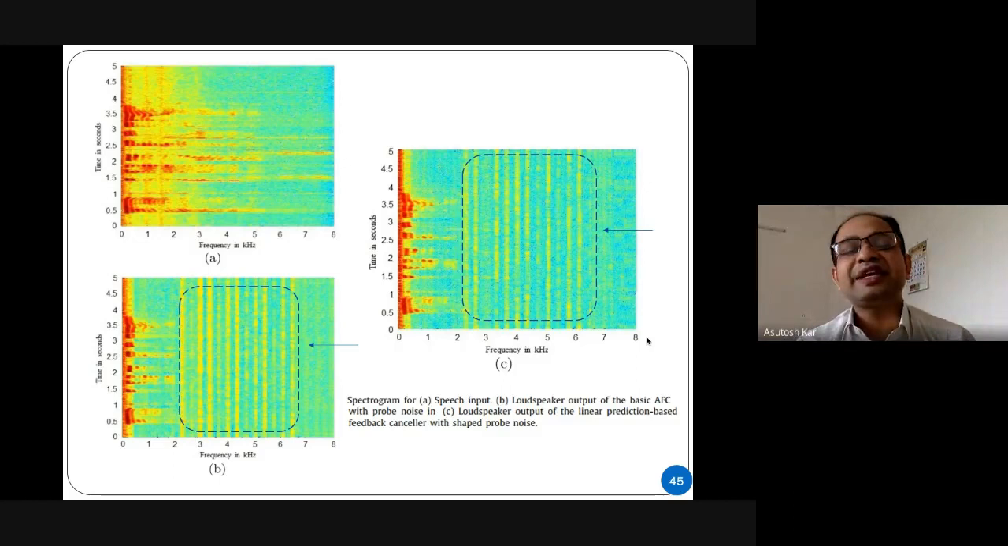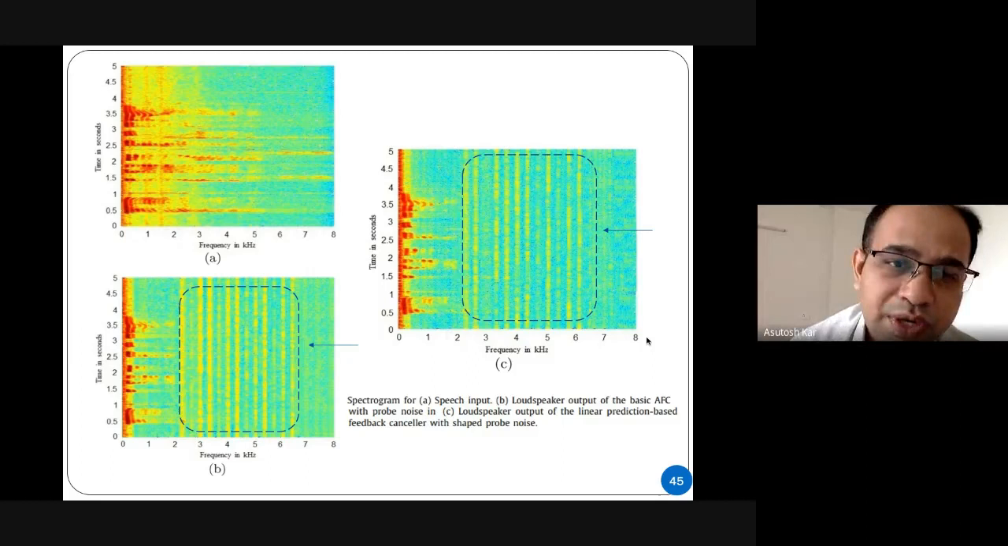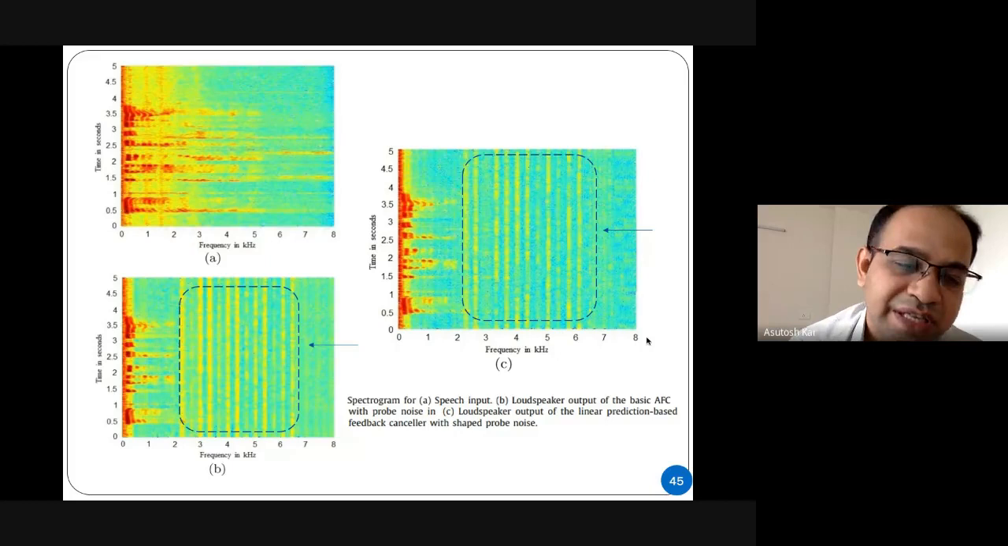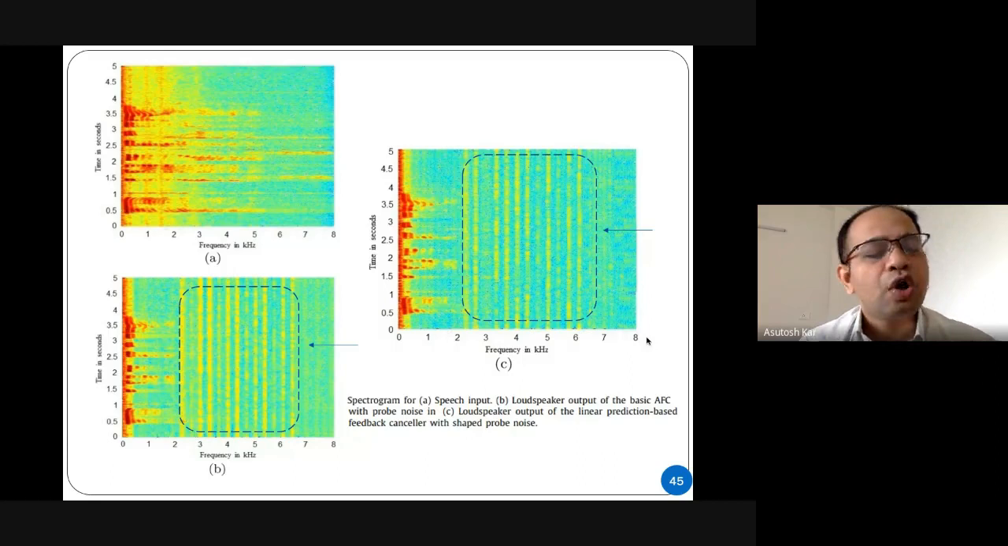First one is the speech signal, the female speech actually. The red color marks are the formants. So we are showing the spectrogram. And you can see in figures B and C, all the high frequency components are removed. The x-axis is frequency in kilohertz, and the y-axis represents the speech signal over a period of time from 0 to 5 seconds. So you see, all the high frequency components we are removing over here.